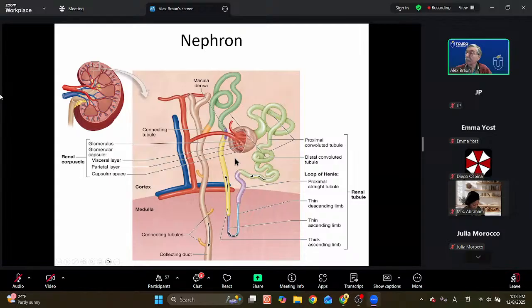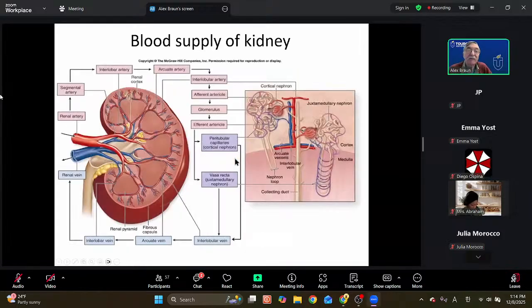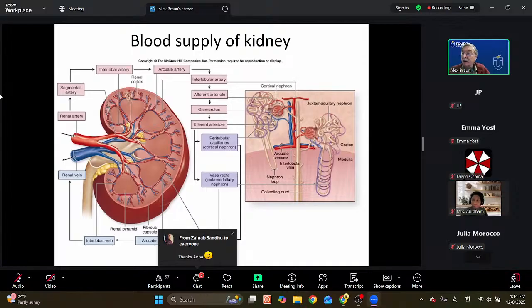Let's move forward. The blood supply to the kidney is important to be familiar with. It has a very distinct type of pattern because the kidney is a blood filtering organ, so it makes sense to have a particular structure to the vasculature of the kidney. There's a renal artery, which divides into segmental arteries, which further divide into lobar arteries.